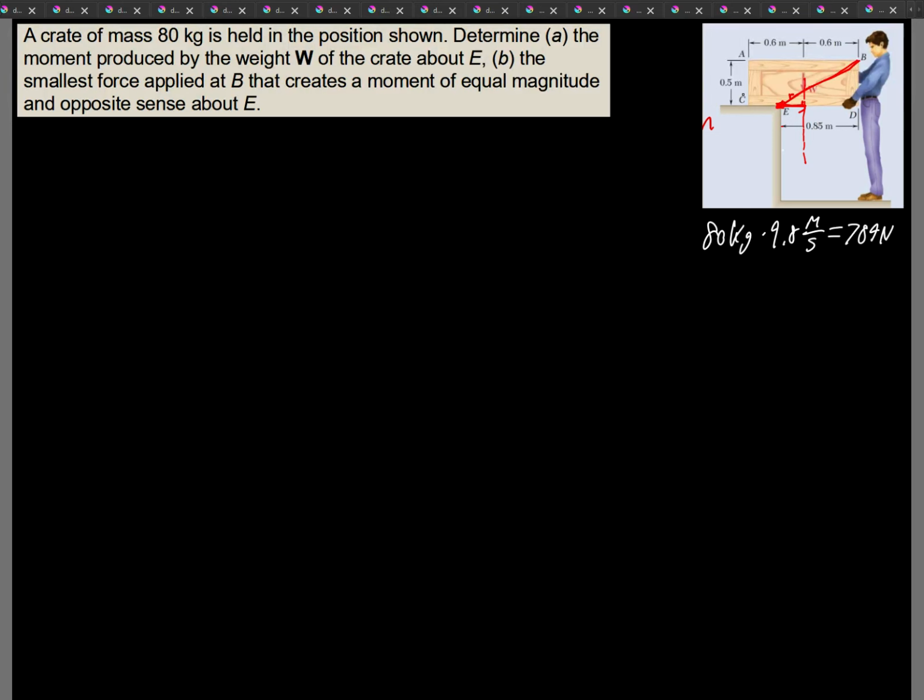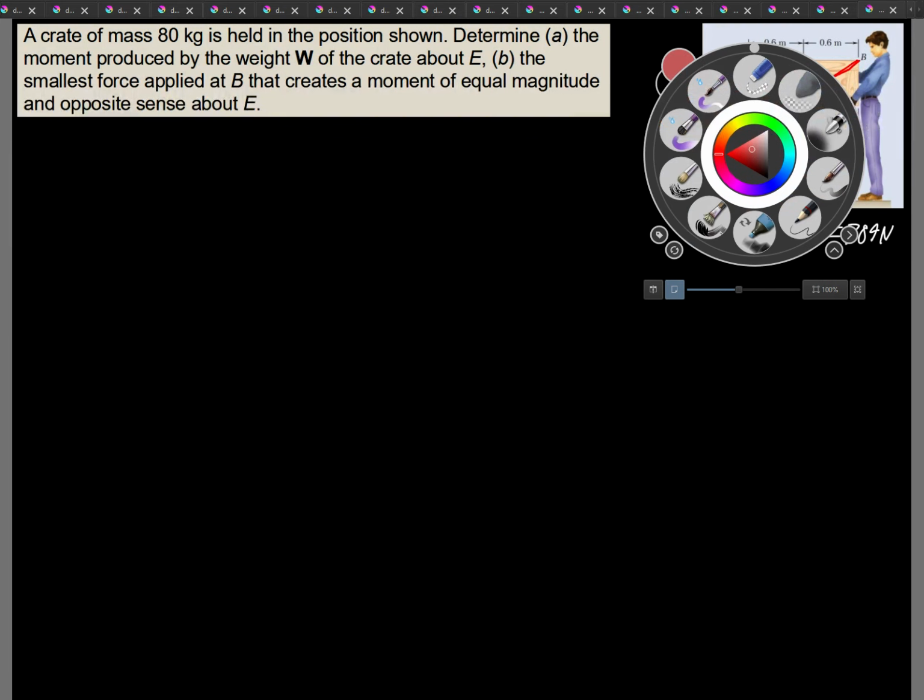Is there any way I can change the color? There is, color wheel. I'll do red, just like the diagram shows. Yes.